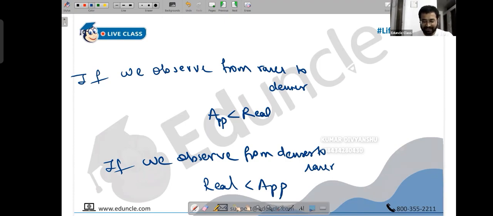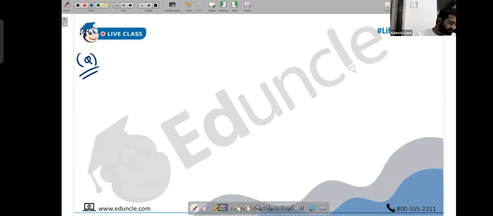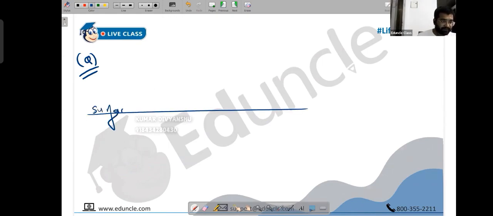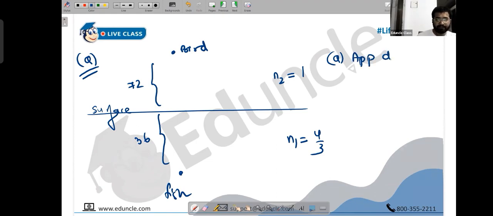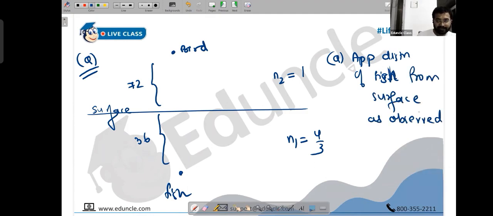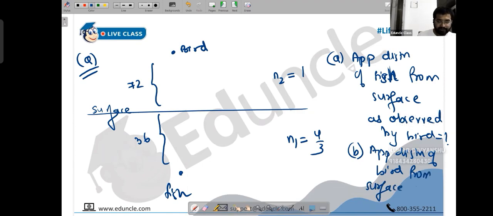Okay. So let's take a question where I think you'll understand this concept nicely. They have given us a surface. There is a fish here. There is a bird here. The distance between bird and surface is 72. Surface and fish is 36. N2 is 1. N1 is 4/3, which obviously you know. And we want to find the apparent distance of the fish from the surface as observed by the bird. There is a lot of English here, okay? As observed by the bird. This is the first task. The second task is the apparent distance of the bird from the surface as observed by the fish.